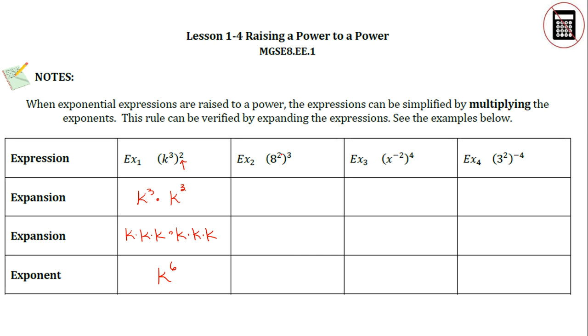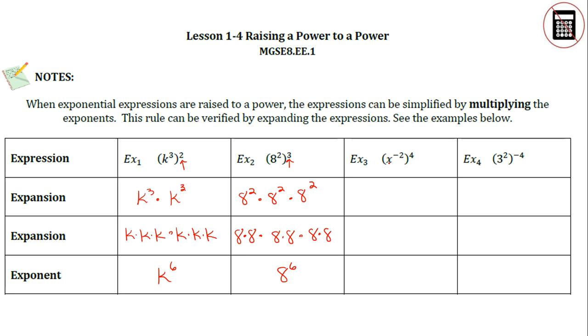Now we have 8 squared raised to the power of 3. We're going to first expand the power of 3. So we have 8 squared three times. Now let's expand our powers of 8. We have 8 times 8 times another 8 times 8 times a third 8 times 8, giving us 8 to the 1, 2, 3, 4, 5, 6. So 8 to the 6th power.